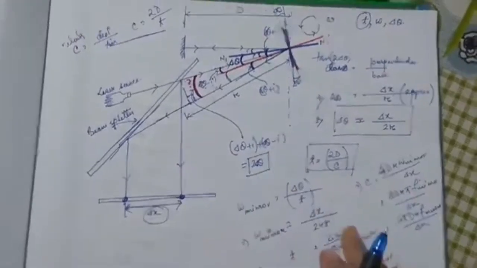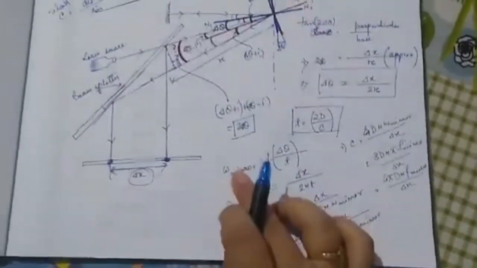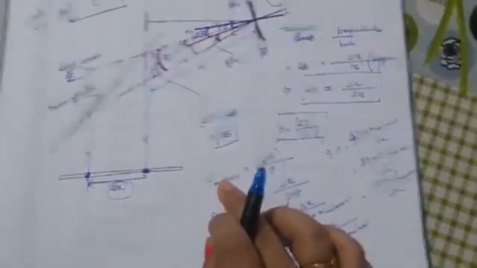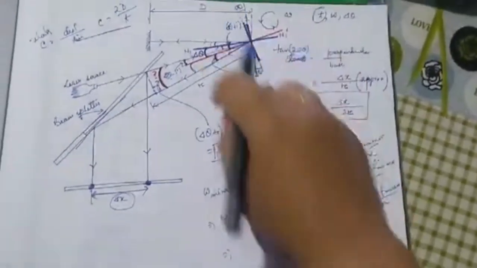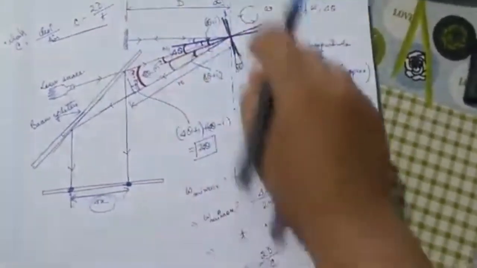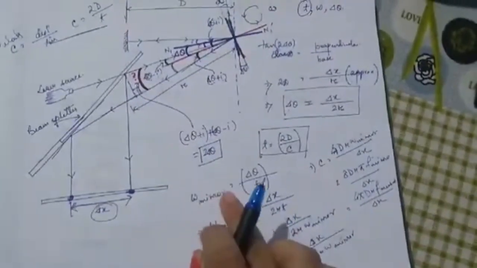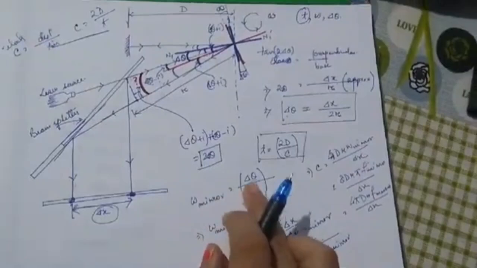We have understood this. Now let us talk about the angular frequency of the mirror. The mirror is rotating. Angular frequency means how many rotations it has done in 1 second. So omega of the mirror is again a similar thing, distance by time.